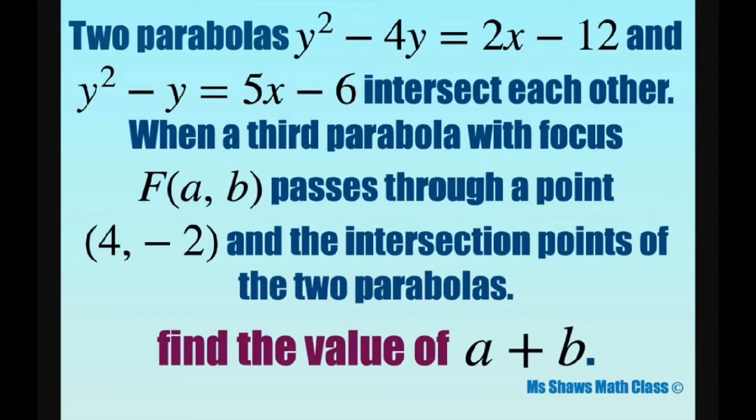Two parabolas, y squared minus 4y equals 2x minus 12, and y squared minus y equals 5x minus 6, intersect each other. Okay, a third parabola with a focus of (a, b) passes through the point (4, -2) and the intersection points of the two parabolas. We're going to find the value of a plus b.